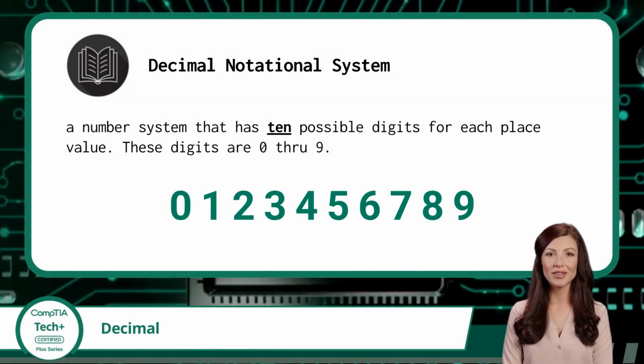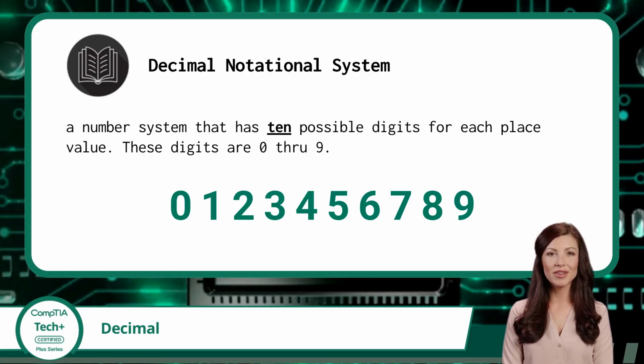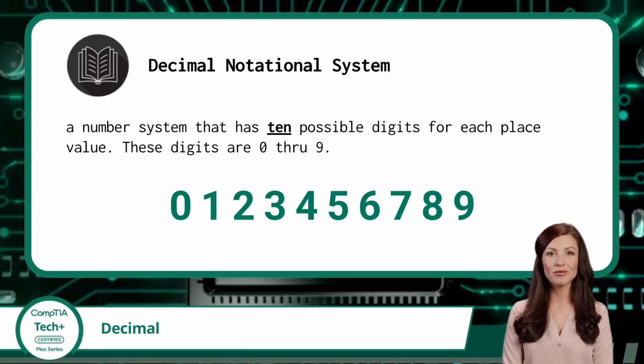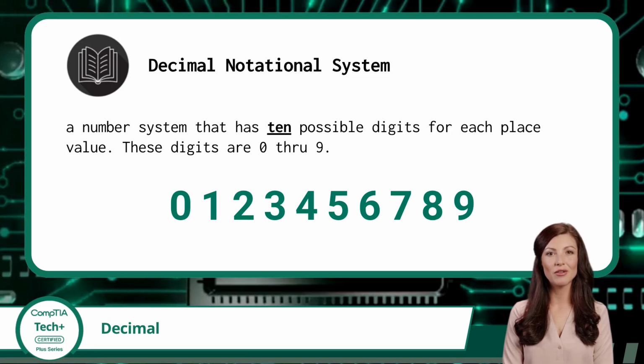Decimal. Let's kick off this exam objective by looking at a number system you already know very well, even if you didn't know what it was called. It's called the decimal notational system, and it's the one we use every single day without thinking about it. The decimal system is a number system that has 10 possible digits for each place value. These digits are 0 through 9.